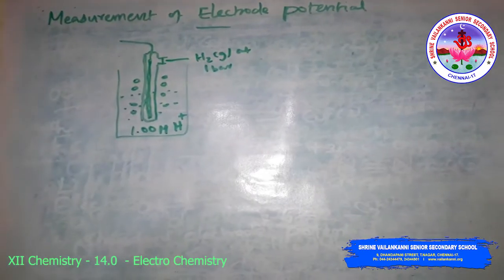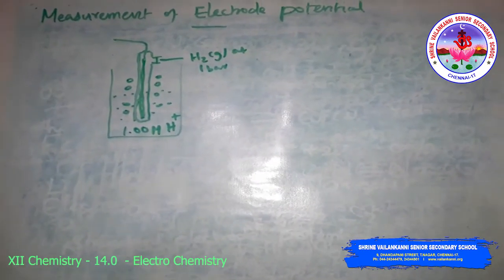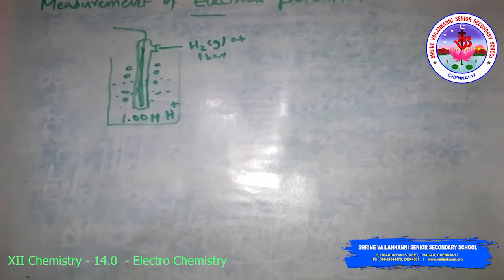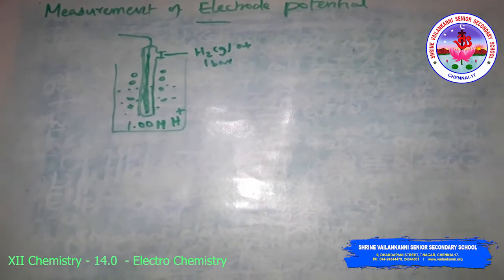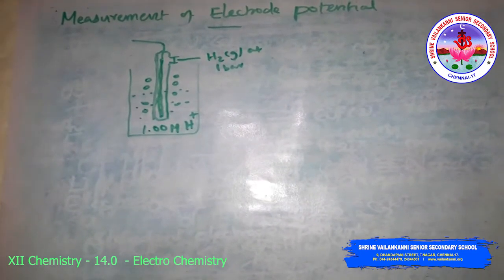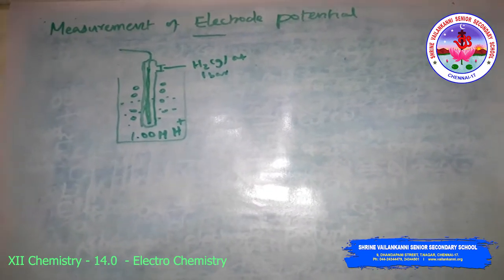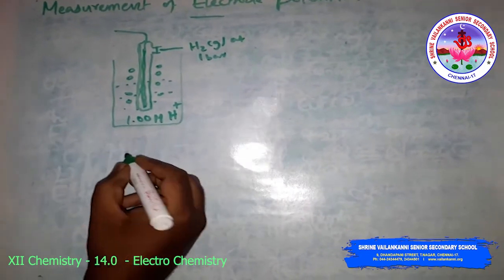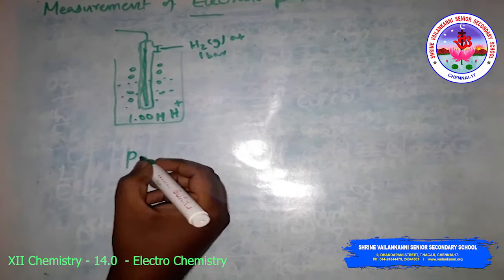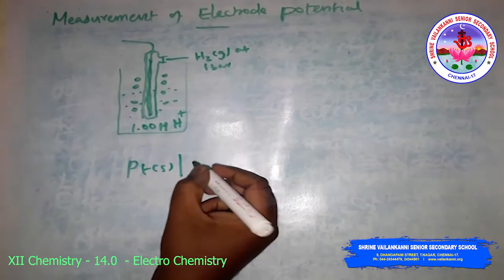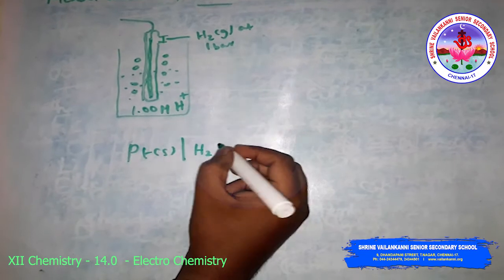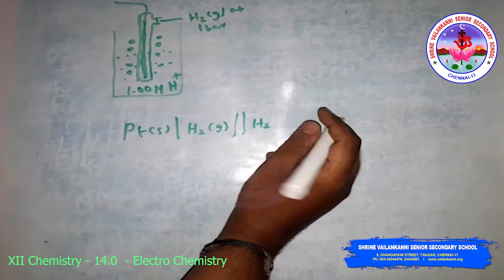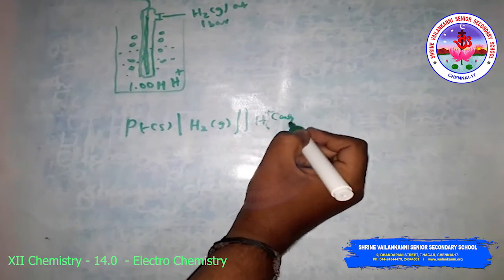Measurement of electrode potential: the individual half cell cannot be measured. We can measure only the difference between the two half cell potentials, which gives the EMF of the cell. The half cell used is the standard hydrogen electrode, represented by a platinum electrode dipped in which hydrogen gas is released. Pt(s) | H2(g) || H+(aq).